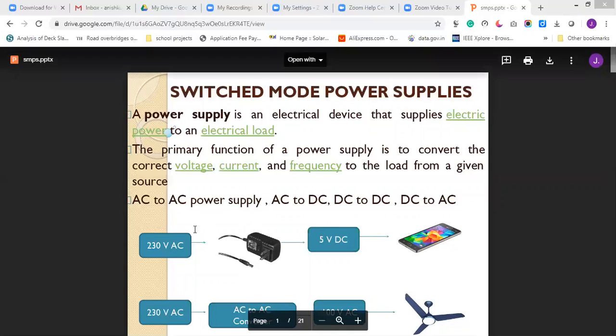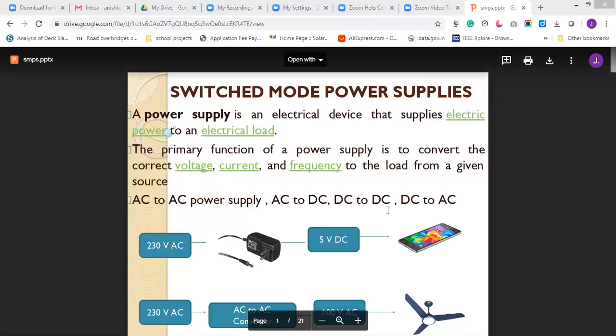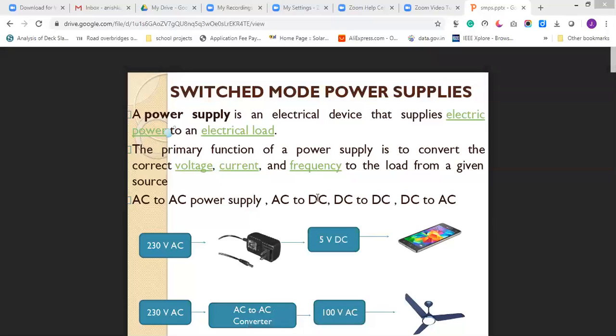So there are various types of power converters, power supply. One is AC to AC power supply. Second one is AC to DC power supply. Third one is called as DC to DC power supply. Fourth one is DC to AC power supply. These four types of power supply are called as power converters. I am going to explain about AC to DC power supplies.